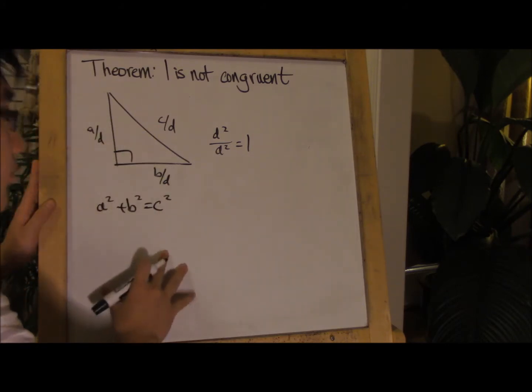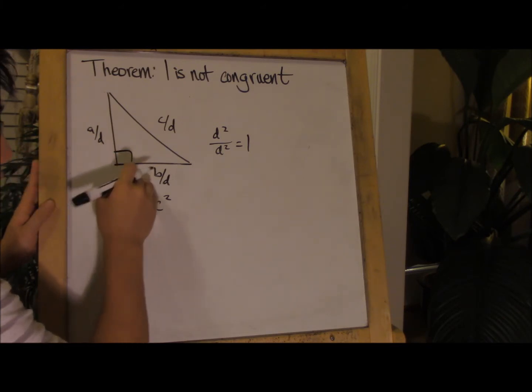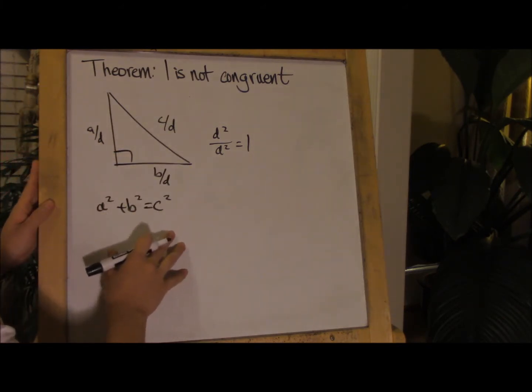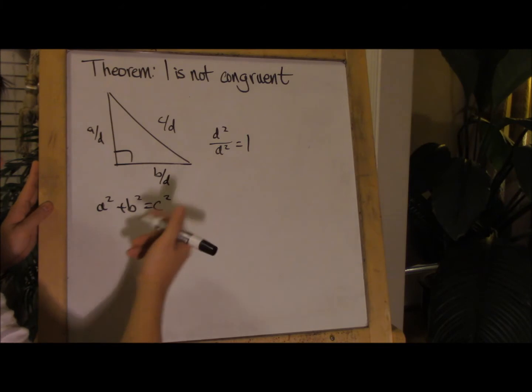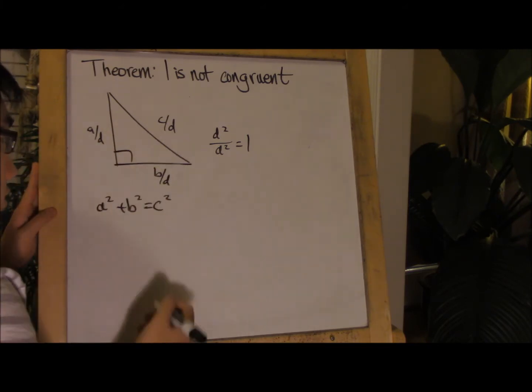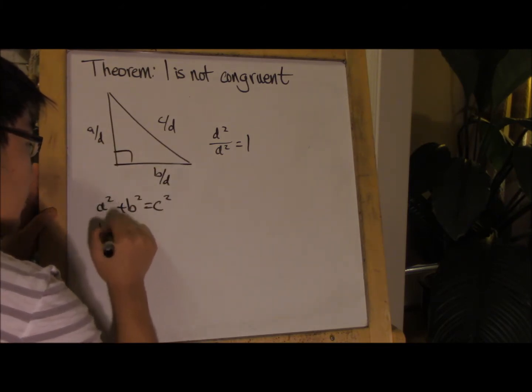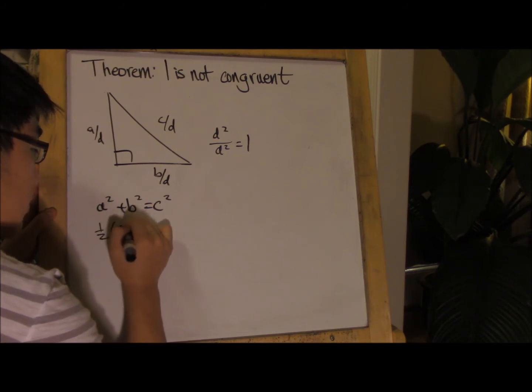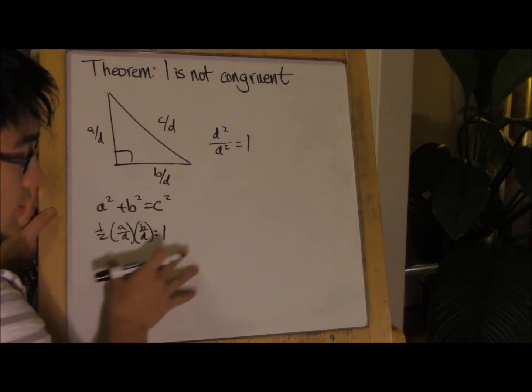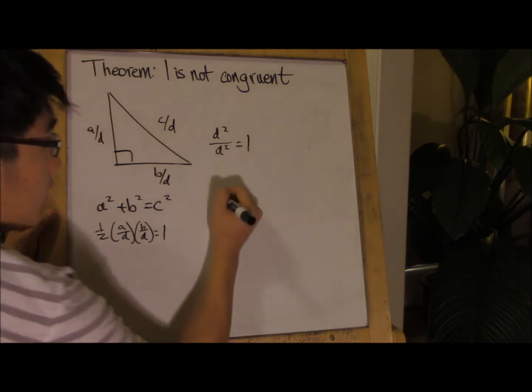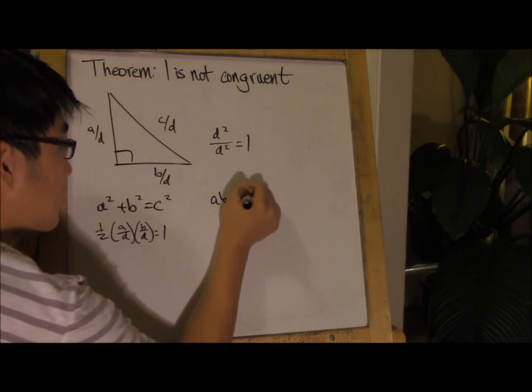Standard Pythagorean theorem. We do (a over d) squared plus (b over d) squared equals (c over d) squared. I mean, since they're all over d squared, you can just factor it out. And then we also need our area equation. So we get 1/2 times a over d times b over d equals 1, and this is more conveniently written as ab equals 2d squared.